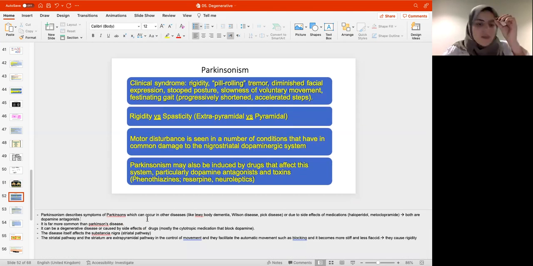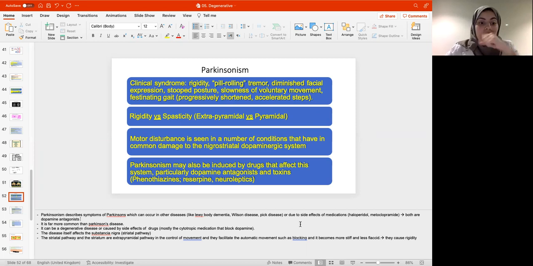So it's basically symptoms of Parkinson's that occur in any other disease, and they can occur as side effects of medication, like what? Haloperidol and metoclopramide, okay? The thing with haloperidol and metoclopramide, they both act against dopamine. One of them, I think haloperidol, is a dopamine receptor antagonist, and the other one inhibits pro-dopamine or something like this. But the important thing is that both of them decrease dopamine's activity, and that's why they can cause Parkinsonism symptoms, okay?